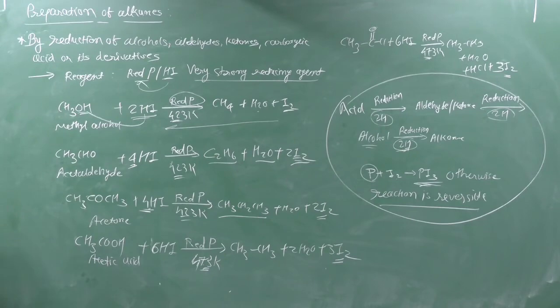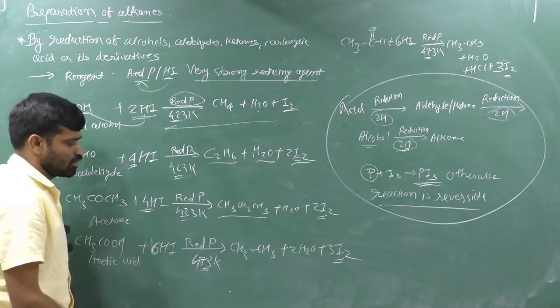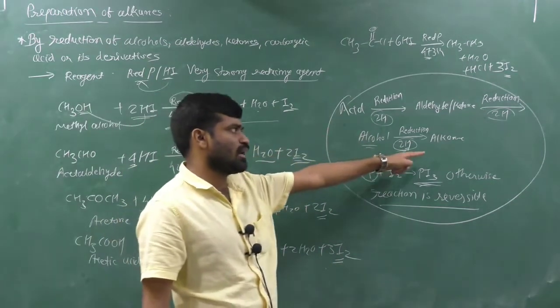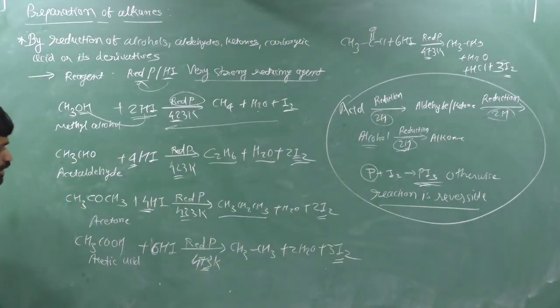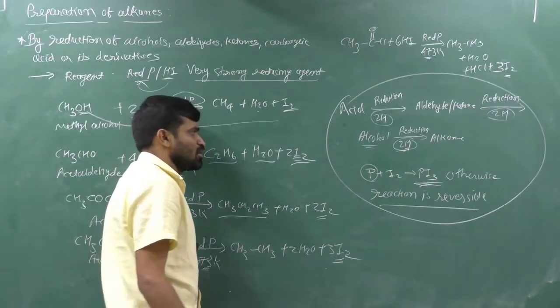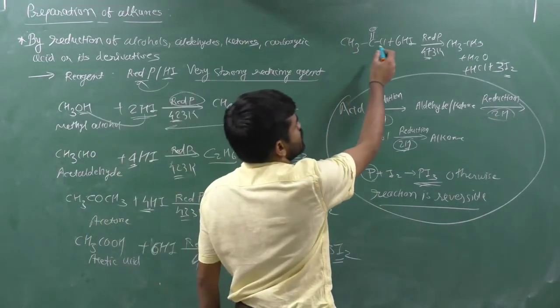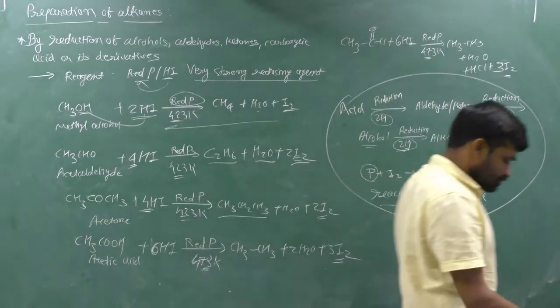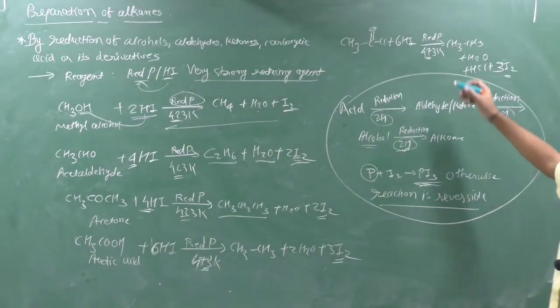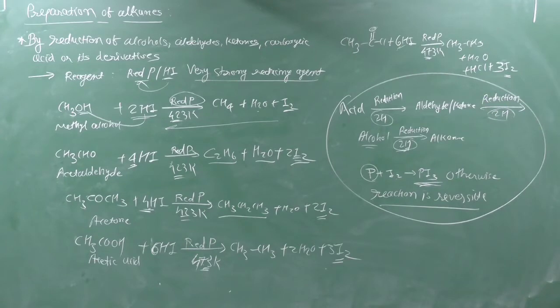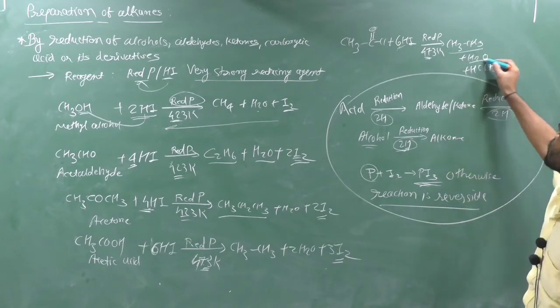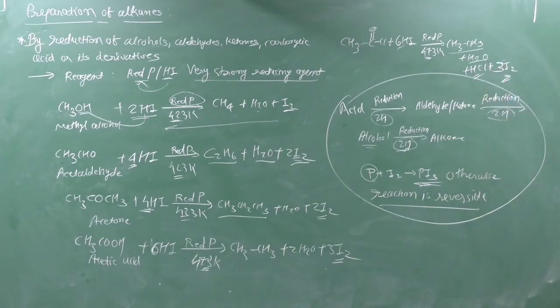Next, H2 and 2I2. For carboxylic acid, 6 hydrogen. Because to get alkane from carboxylic acid, 6 hydrogen is required. It gives CH3 plus 2H2O plus 3I2, same thing. CH3 C double bond OCl is an acid chloride, and for its reduction also 6 hydrogen is required. Right? We can get ethane plus H2O plus HCl and 3I2.